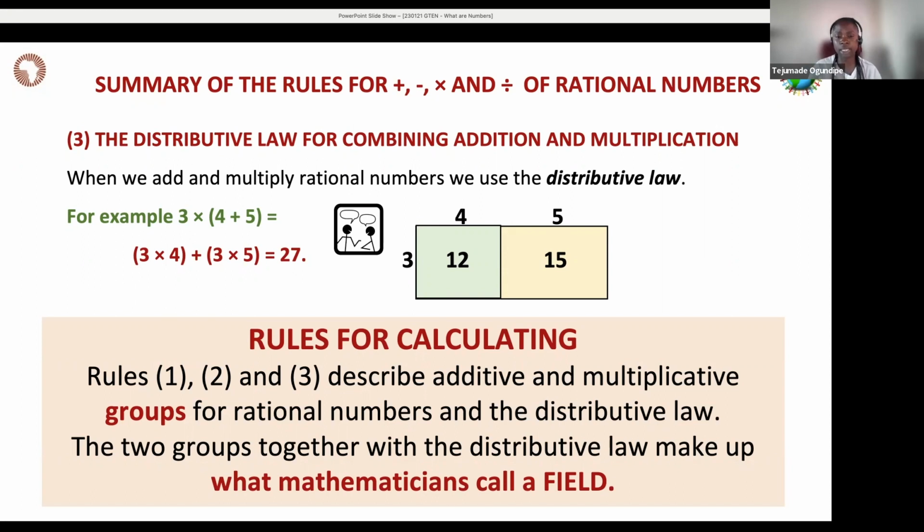So rules for calculating, we've looked at rule 1, 2, and 3, which describe additive and multiplicative groups for rational numbers, and the distributive law. The 2 groups together with the distributive law make up what mathematicians call a field. Now we are finding another word, which is a field. And from the chart, I could see somebody saying 3 times 9, which is 27, which is correct. So I guess this person went ahead to add 4 and 5 together to give 9, and then you have 3 times 9, which equals 27.